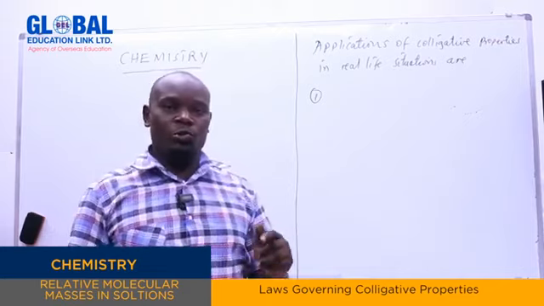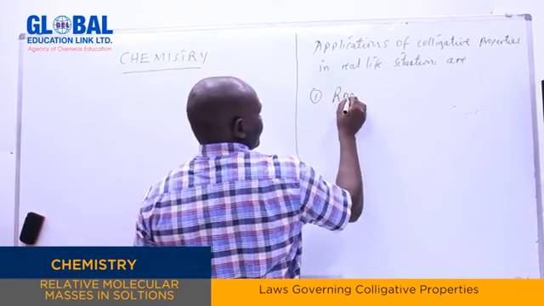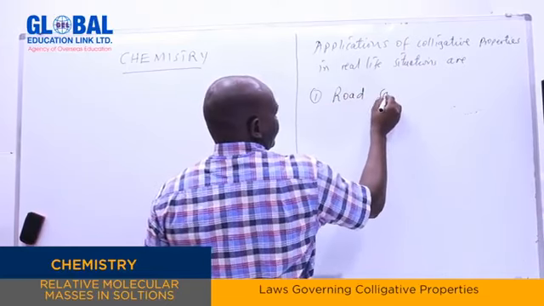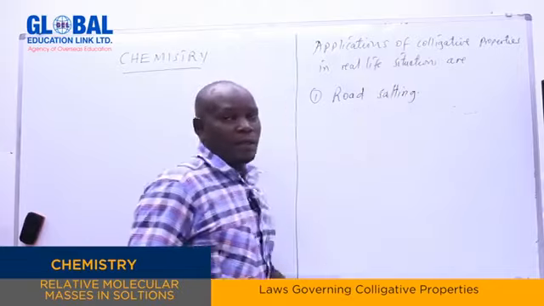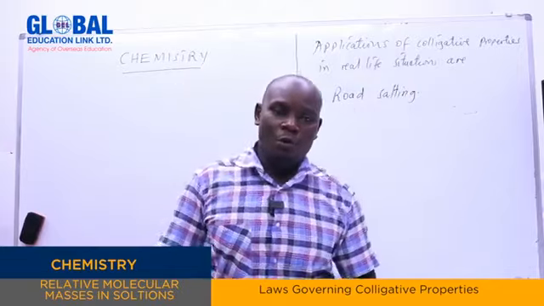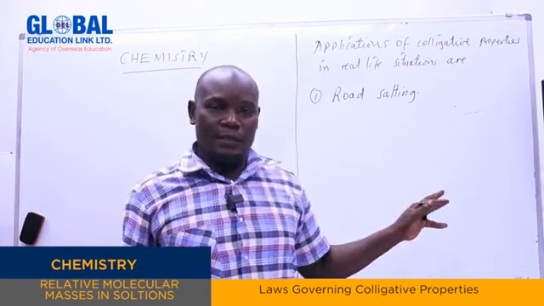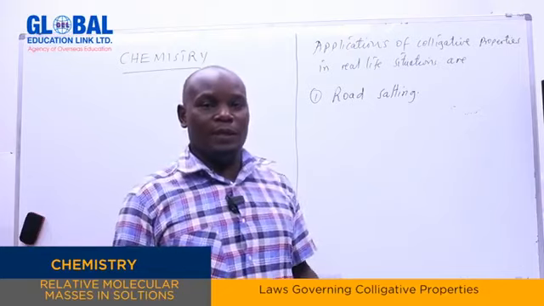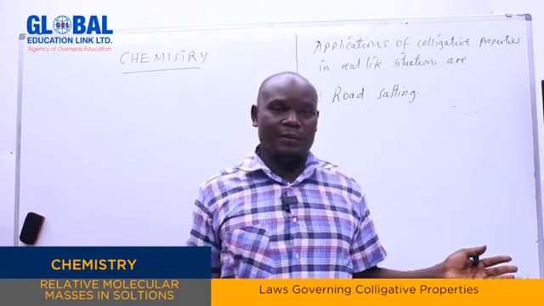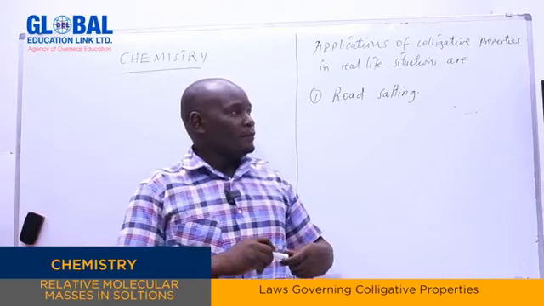One, it is used in road salting. Road salting refers to the process of spreading out salts on ice, so that the ice will melt to release water, and then there will no longer be ice there. Let us see now from the example here.